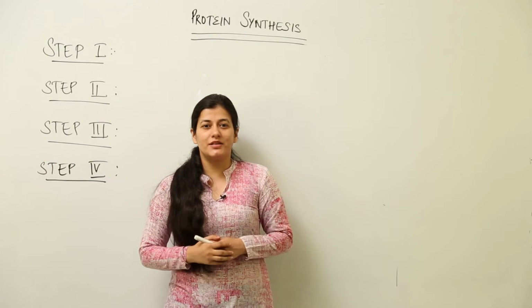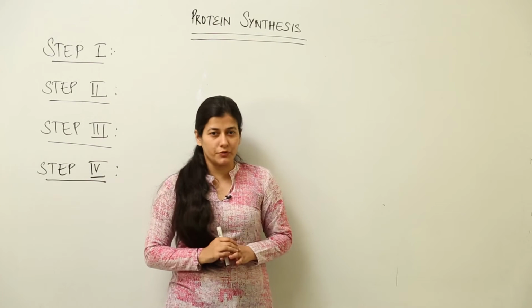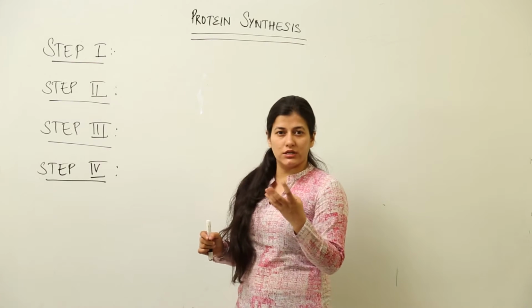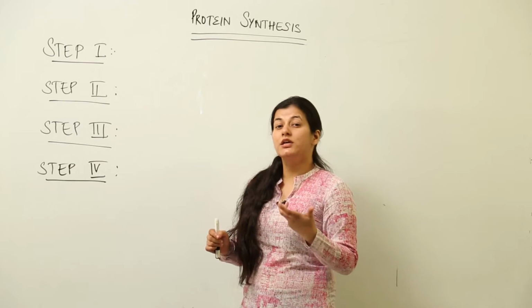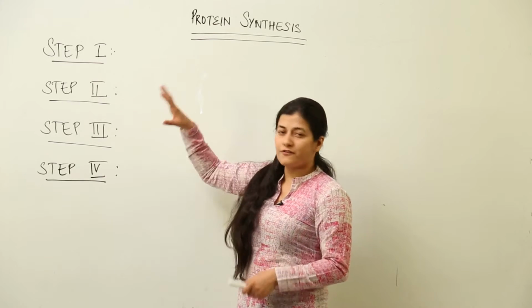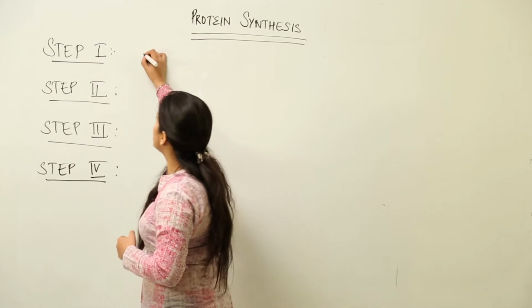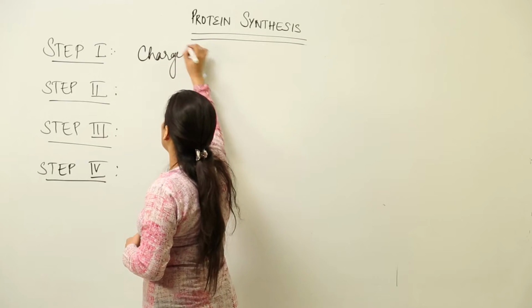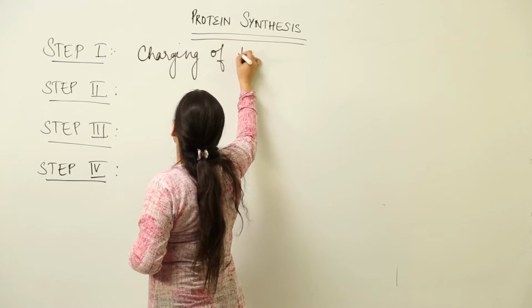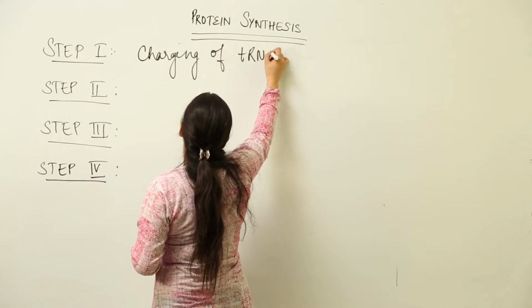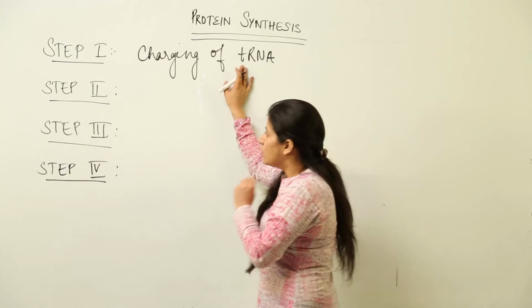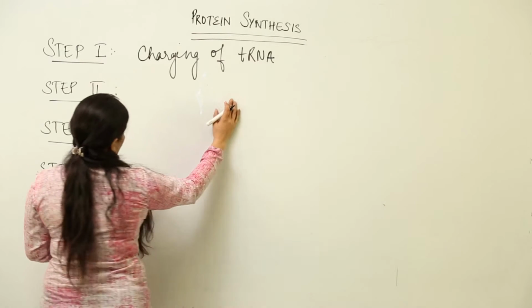Now, let us see the various steps involved in the protein synthesis. We had seen the two key players, that were the tRNA and the ribosomes. Now, the first step involves the charging of that very tRNA. What it is, we will come to that in this lesson, which is dedicated to step 1. But before that, let us see what is present in step 2, 3 and 4.